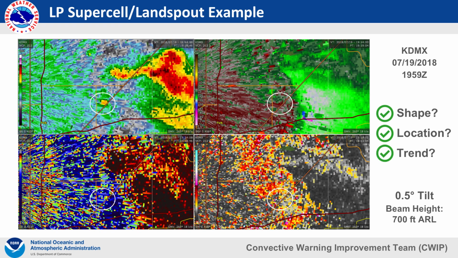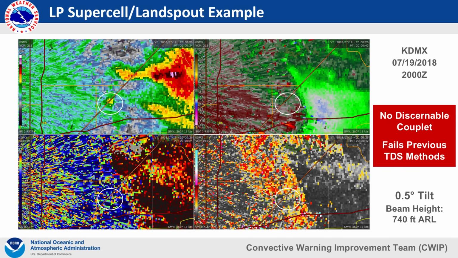Sure enough, the signal moves a little bit, maintains that steady state ball-shaped appearance, and is starting to spread out just a little bit. So the trend aspect can be ticked off, and this is a legitimate TDS, despite the fact there's no sign of a couplet whatsoever at 700 feet above radar level. And if you were to go up in the storm, you wouldn't really see anything. The mesocyclone was displaced well to the east and southeast of this circulation. And it keeps on going for another 5 minutes or so. No couplet ever showed up.